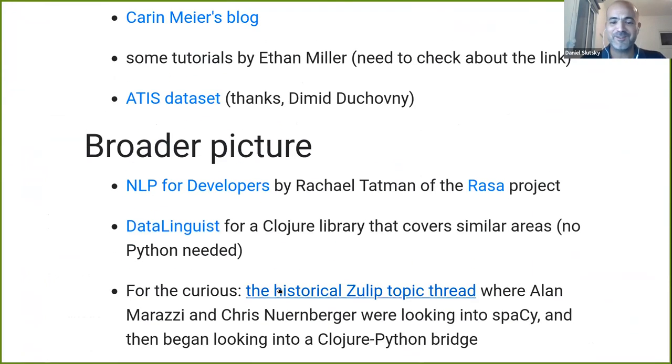And maybe there is a link to the historical topic thread where a few of the Clojurians community members have been discussing using spaCy from Clojure a few years ago. And that is actually where the bridge from Clojure to Python began, when they realized they need a nice way to use spaCy. And there were Alan Marazzi and Chris Nuremberger, of course, the author of the bridge from Clojure to Python. And a few of them, as well as Ethan Miller, have been exploring this field of NLP through interop, and Karin Mayer that we mentioned.